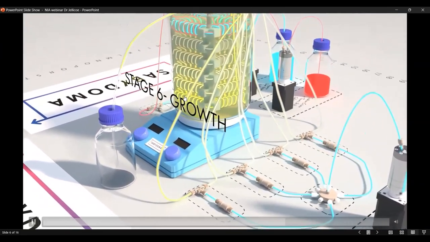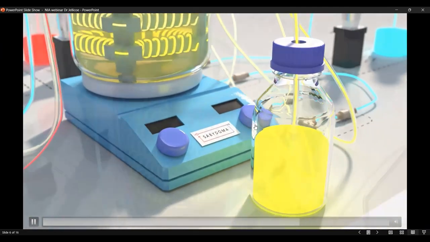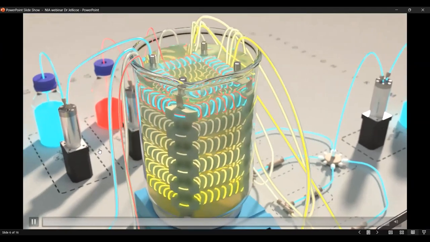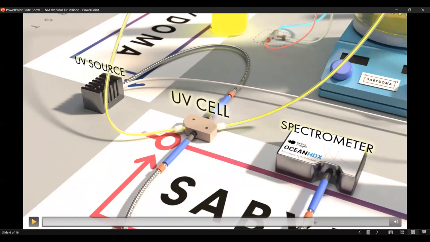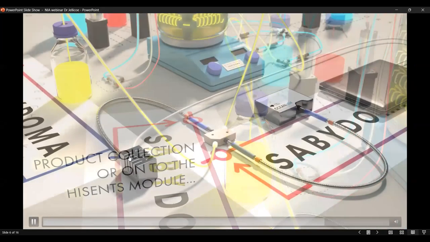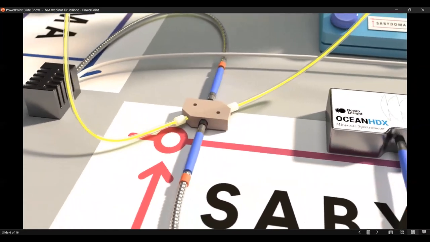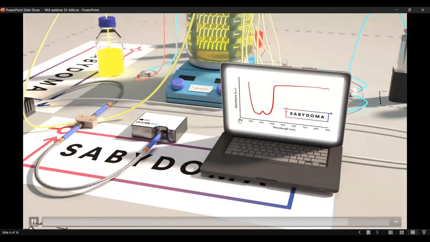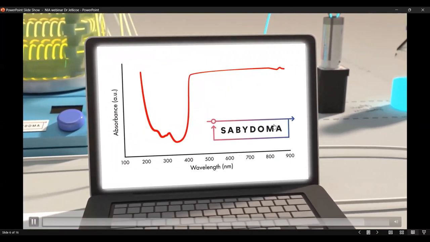So as you see here, stage 6 growth. We can collect the sample, or we can pass it on to do some more analysis. Or, as you're about to see here, is where we use inline analysis with UV vis. We use a UV vis source, a Z flow cell, and then a spectrometer, which is connected to our computer, which allows us to collect the spectra in real time. So we can see what changes in flow rate and temperature do to our material. As you see here on the video, we can actually see the UV vis changing in real time.